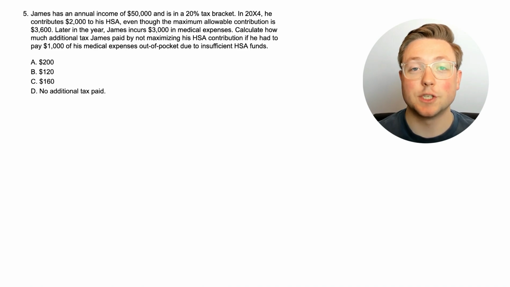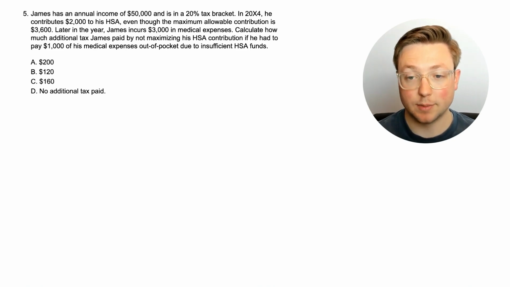All right, here is question 5. James has an annual income of $50,000 and is in a 20% tax bracket. In 20x4, he contributes $2,000 to his HSA, even though the maximum allowable contribution is $3,600. Later in the year, James incurs $3,000 in medical expenses.